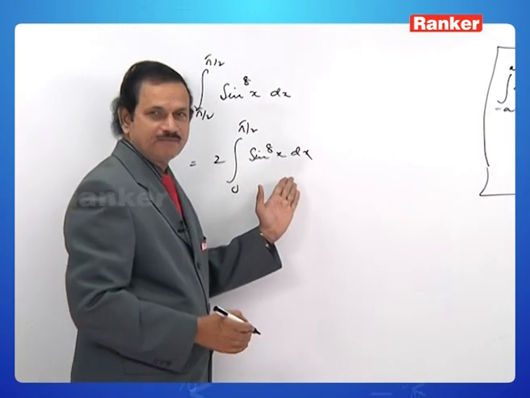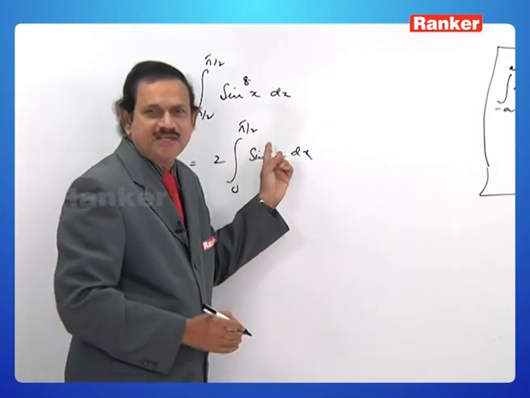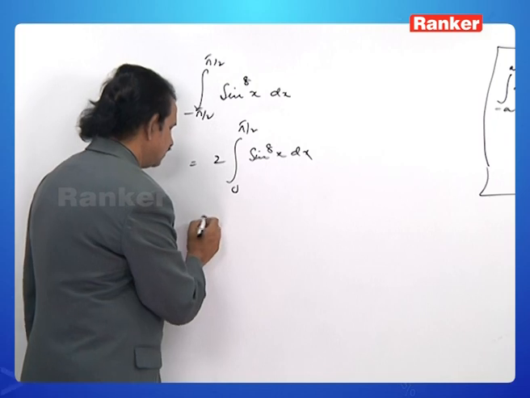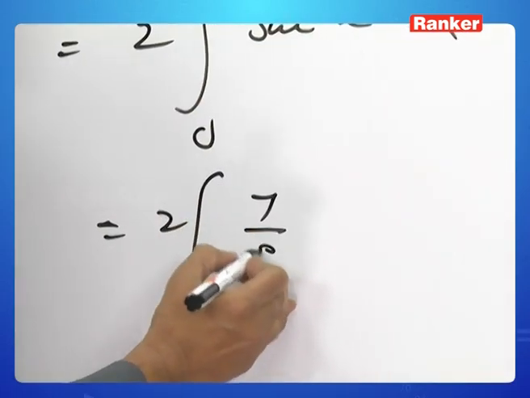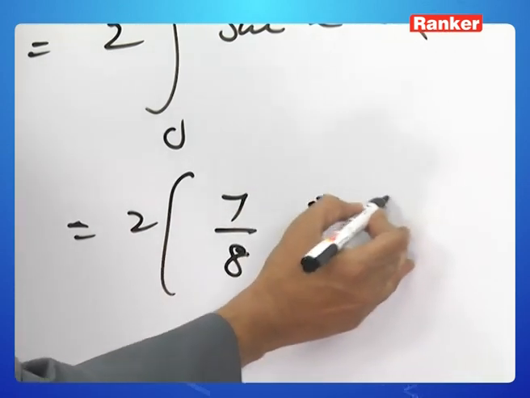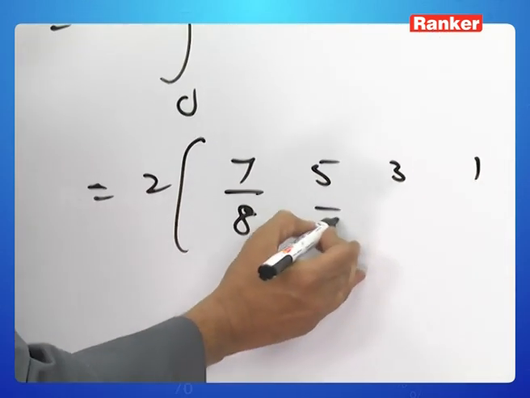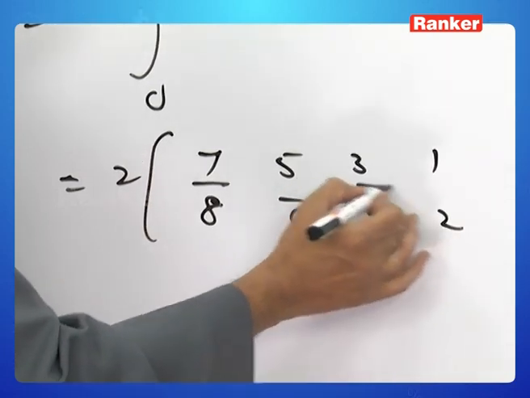0 to pi by 2 sine power nx. In the place of n, what are you having here? 8. Hence, come on, simplify. What is the starting step? N minus 1 by n, then 5, 3, 1 over 6, 4, 2. Stop.